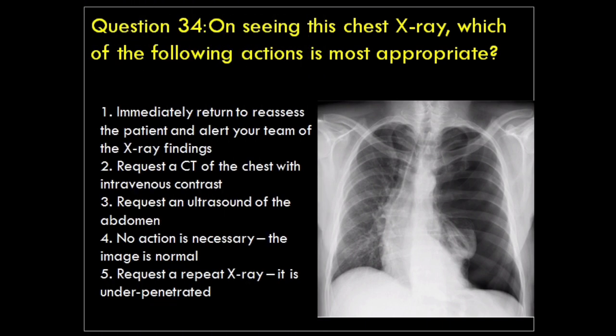Question 34: On seeing this chest X-ray, which of the following actions is most appropriate? 1. Immediately return to reassess the patient and alert your team of the X-ray findings. 2. Request a CT of the chest with intravenous contrast. 3. Request an ultrasound of the abdomen. 4. No action is necessary, the image is normal. 5. Request a repeat X-ray, it is underpenetrated.